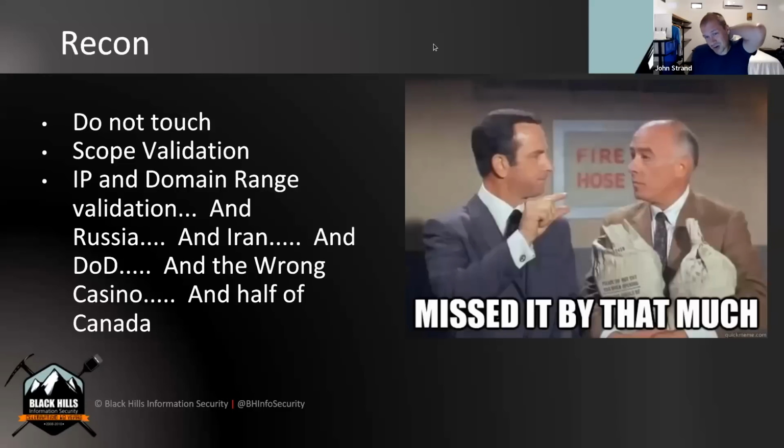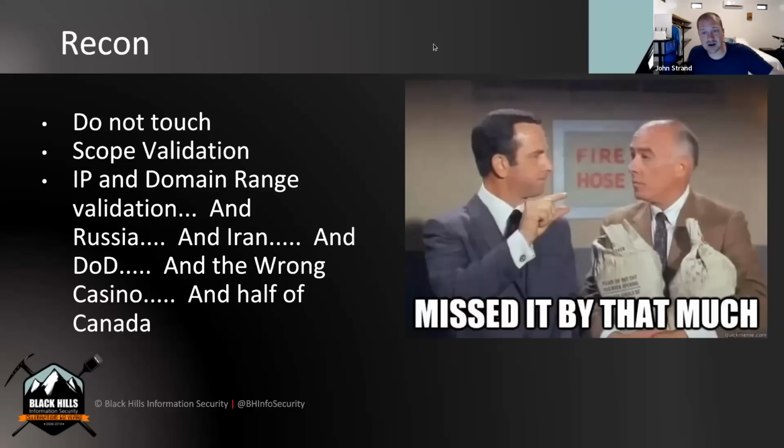Or we had one situation where a customer gave us a range of IP addresses that were in Iran. We had another customer that dropped a digit off the front, and all of a sudden they gave us IP addresses to test in DoD. I had a customer that literally gave us IP ranges, and we validated the IP ranges. There was a system that belonged to a casino that wasn't the casino that was set out to hire us.